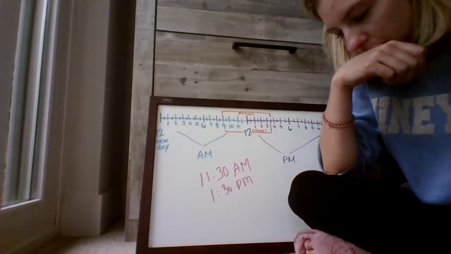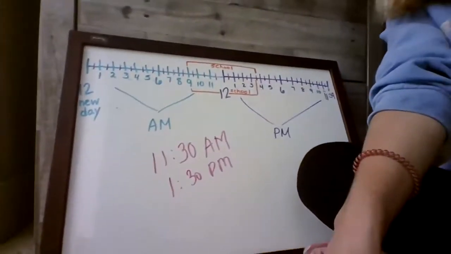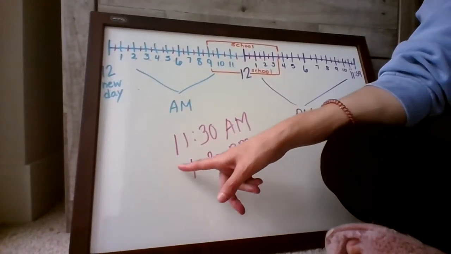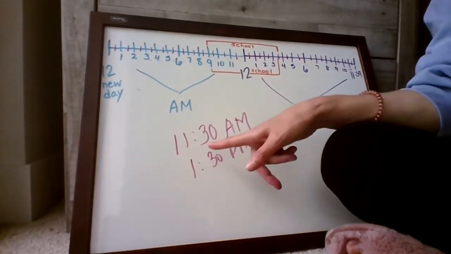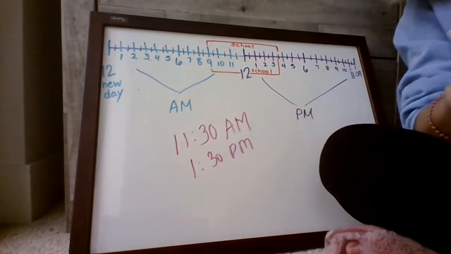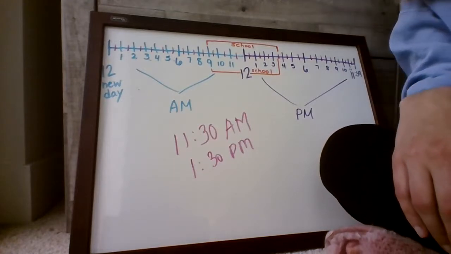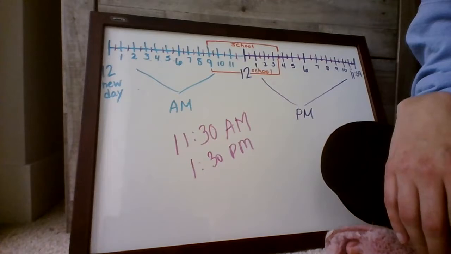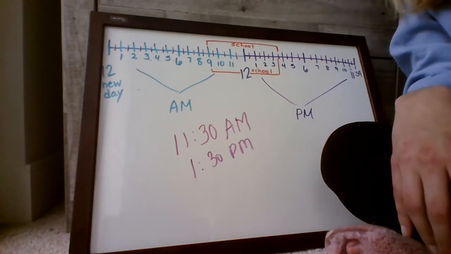So let's do this. Let's first look here. Do you see how the 11 changes? The hour changes from 11 to 1, but the 30 minutes stay the same. So we're not adding any minutes or taking away any minutes, right? We're not figuring out the minutes. It's really just the hour because it's going to end in 30. Okay?